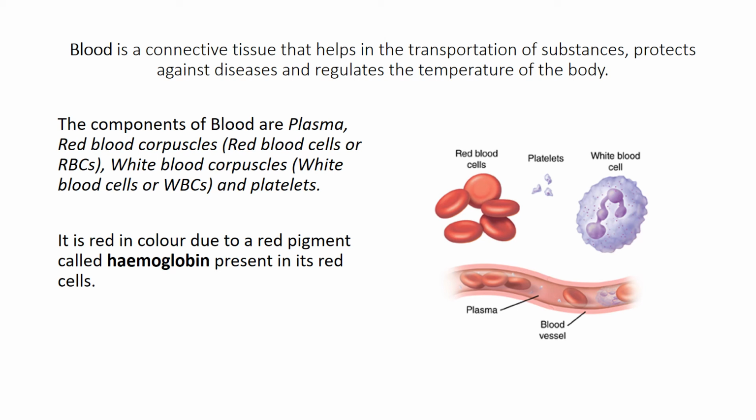Blood is a connective tissue that helps in transportation of substances, protects against diseases and regulates the temperature of the body. The components of the blood are plasma, red blood cells, white blood corpuscles or white blood cells, and platelets. Blood is red due to the red pigment hemoglobin that is present in RBCs or the red blood cells.